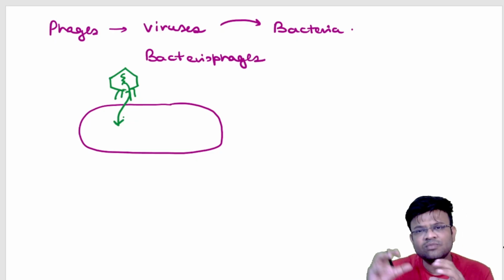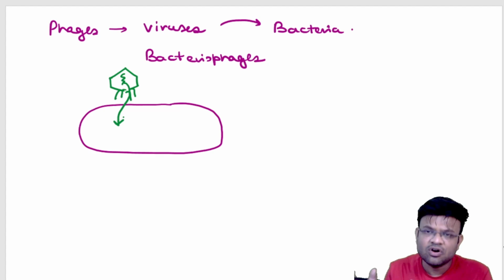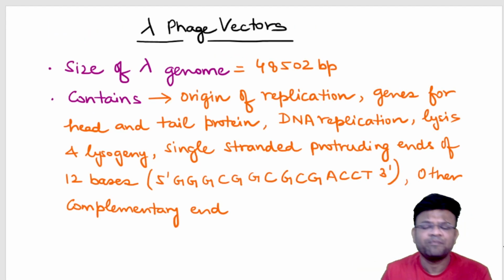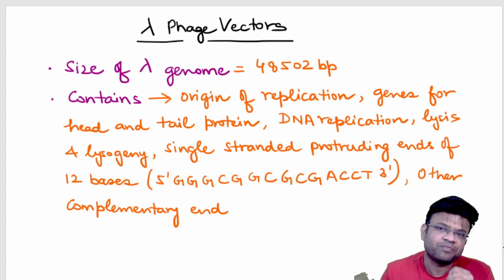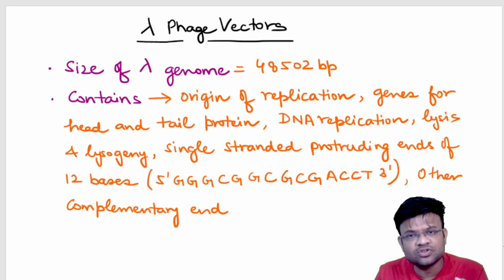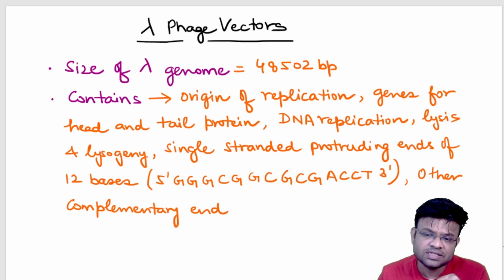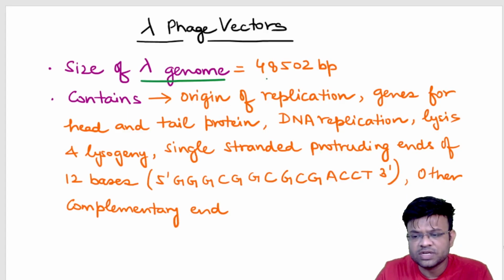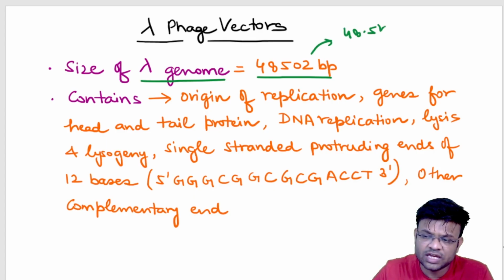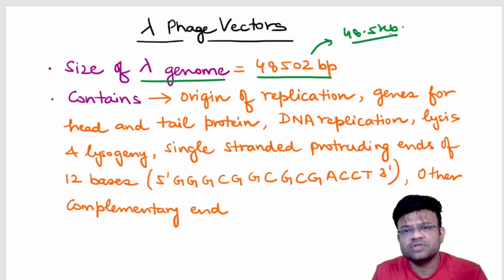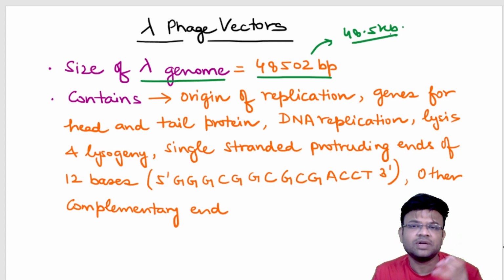We would be discussing more about the phages as we move along in this lecture, but for now, let me just give you an idea that this lambda phage vector has a genome. All the viruses have a genome, so this lambda phage vector also has its genome. We are calling it lambda genome. The size of the lambda genome is 48502 base pair. If I convert it into kilobase, it would be roughly around 48.5 kb. So this is the size of the lambda genome.